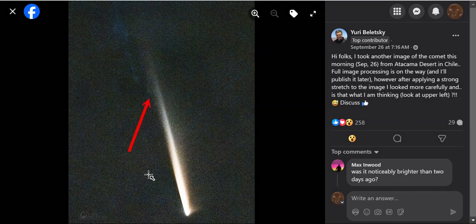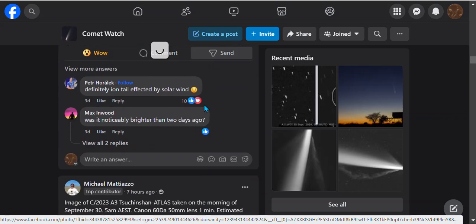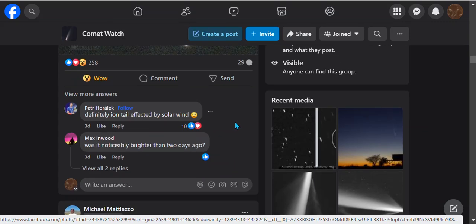Now, here, you can see some sort of distortion. Also, you got the blue, the bluish right here, right there. But clearly something is taking place right there. Could that be a fragment? Could it be another detachment? This was posted 3 days ago. Discuss. Let's check out some of the comments.